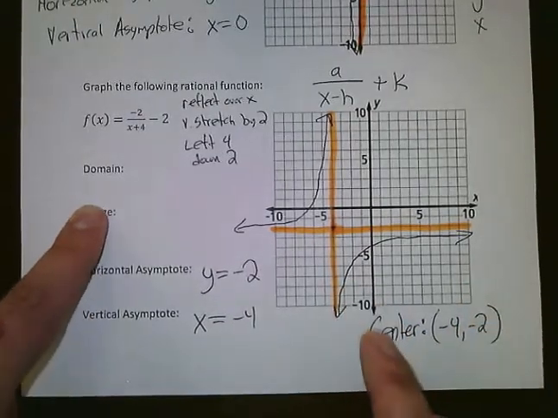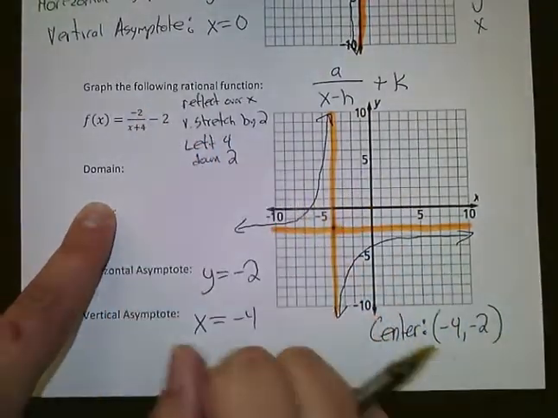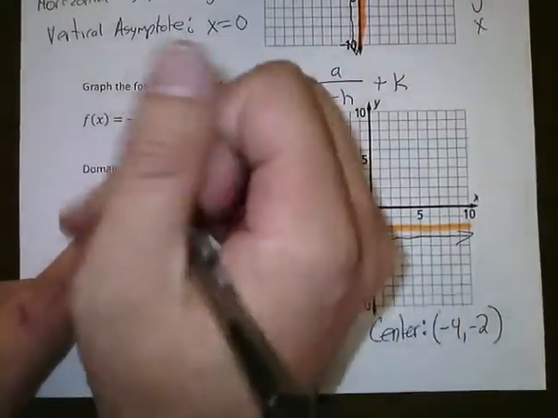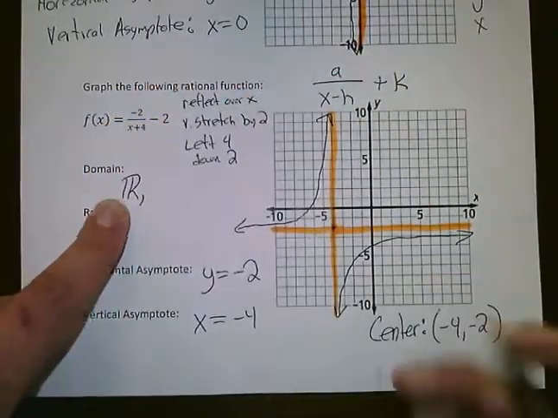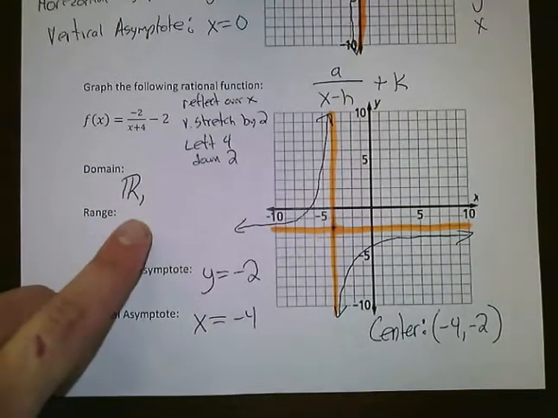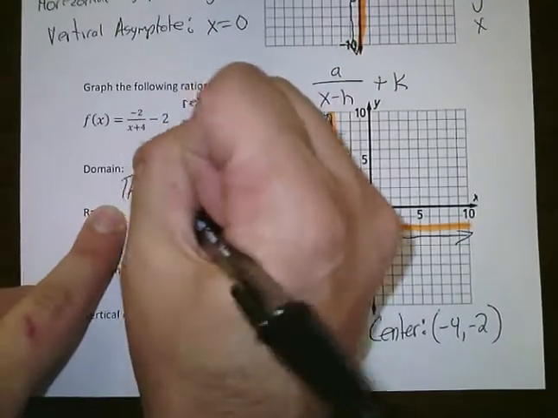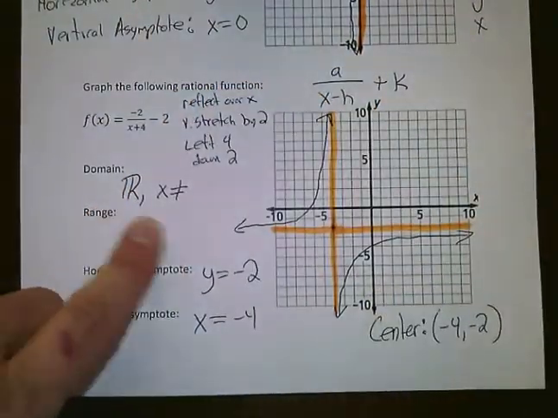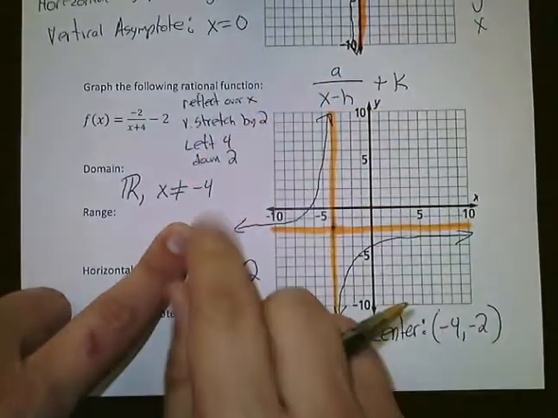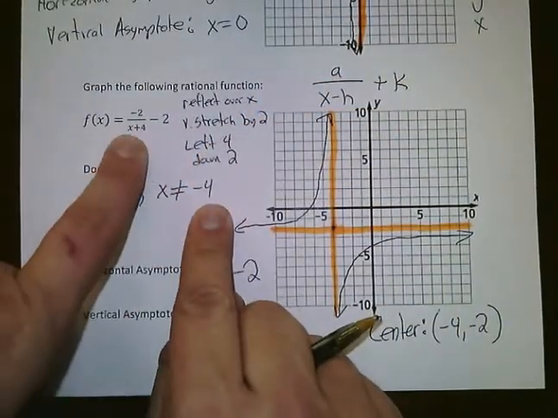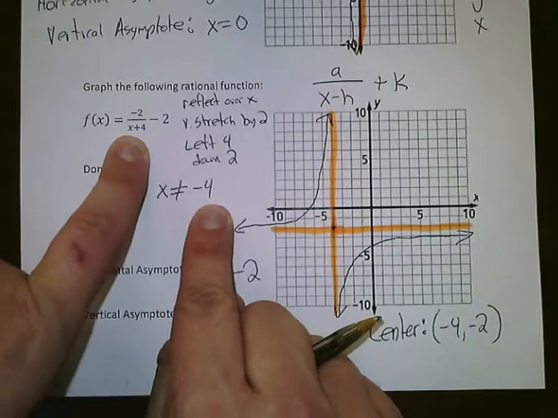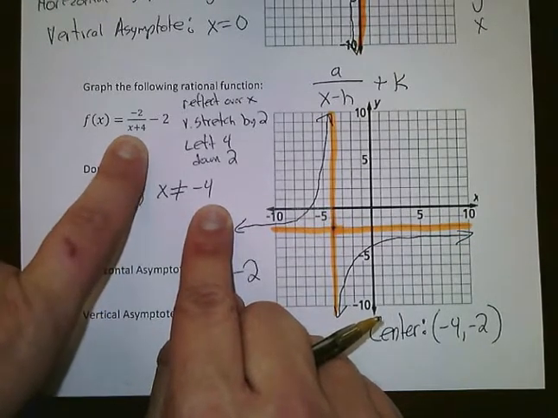Finally, domain and range. We're figuring out what x values I can plug into this function, and then for range, what y values I can get out of this function. So I could plug in all real numbers, just about any x value you could think of, except there's one that I can't plug in. I do not want x to equal, again from that center point, -4. The reason for this is if you plug in -4 into the denominator here, you're going to end up dividing by 0, and we do not want to do that.